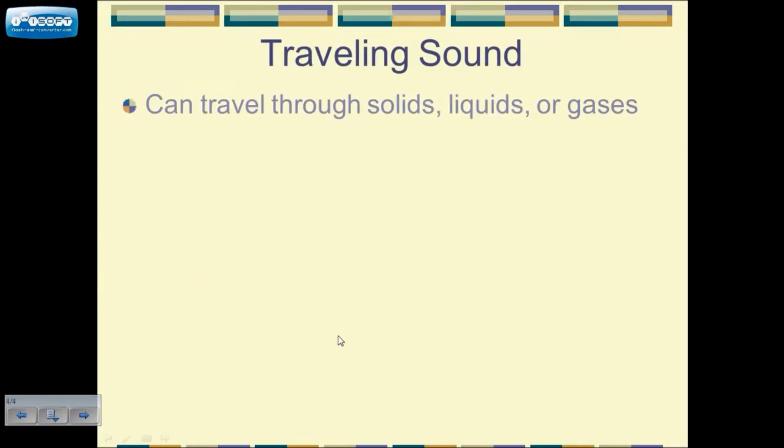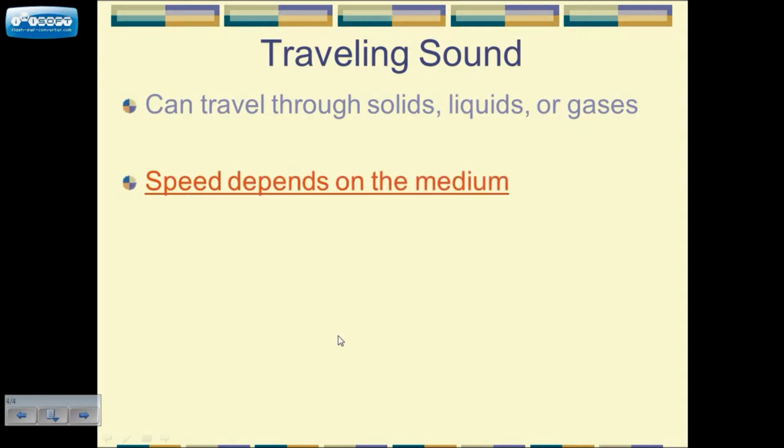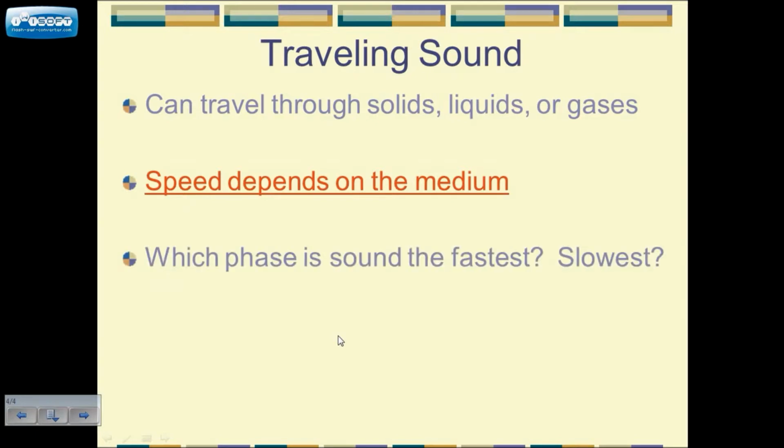Sound can travel through all three states of matter: solids, liquids, and gases. And the speed depends on the medium. Hopefully we remember this from last unit. The only thing that changes speed is the medium. So, since sound is mechanical, which phase is sound the fastest in? Well, since it requires a medium, it's probably going to be fastest in the one that is more compressed, the one that's tighter together so it can go particle to particle. So it's fastest in a solid.